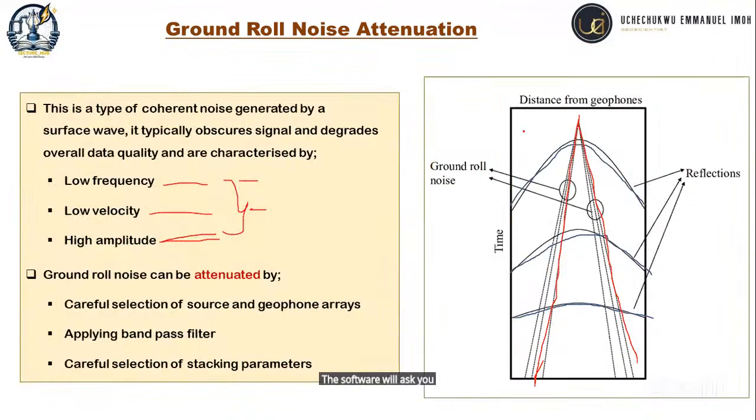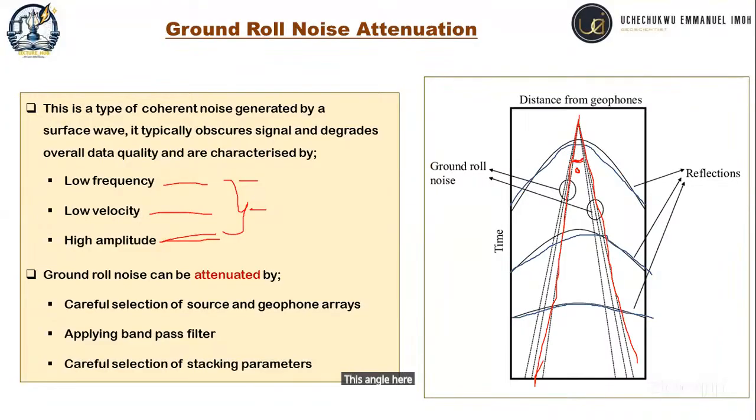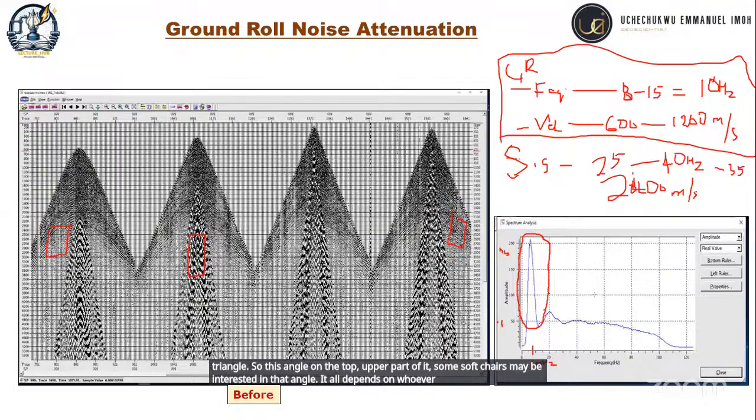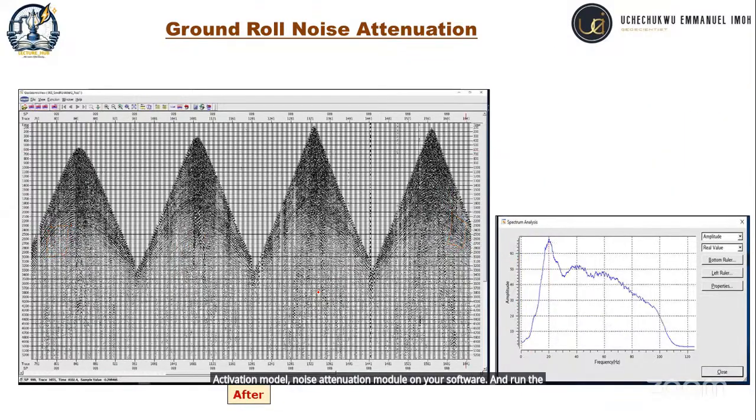Some software will even ask you for this angle, angle theta, of the ground roll. You can see the ground roll looking like an isosceles triangle. So this angle on the upper part of it, some software may be interested in that angle. It all depends on whoever designed the software. So if you put those parameters into the ground roll attenuation model, the noise attenuation module on your software, and run the job, the ground roll will go out.